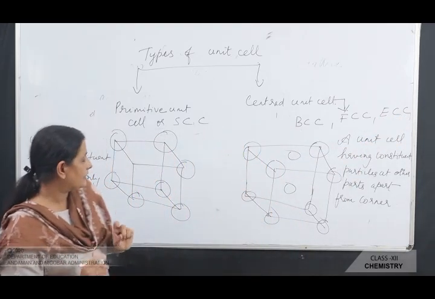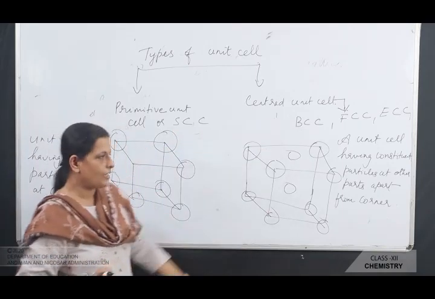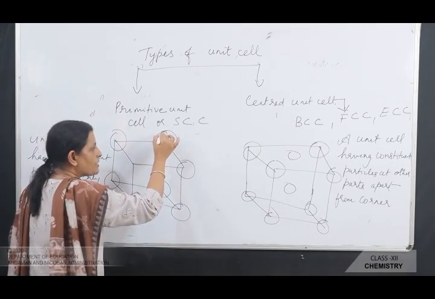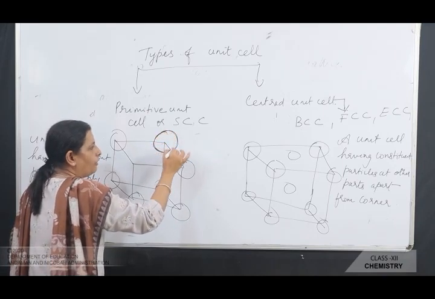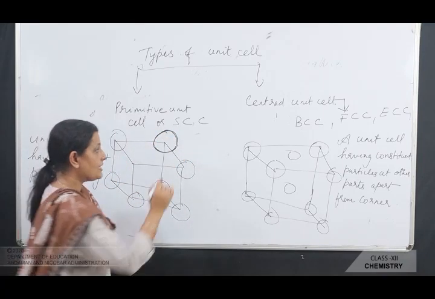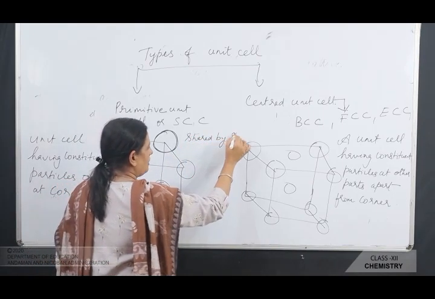Now listen here one thing before going in detail into the different types of unit cell. See, a constituent particle at the corner of a unit cell is shared by 8 unit cells. Okay?